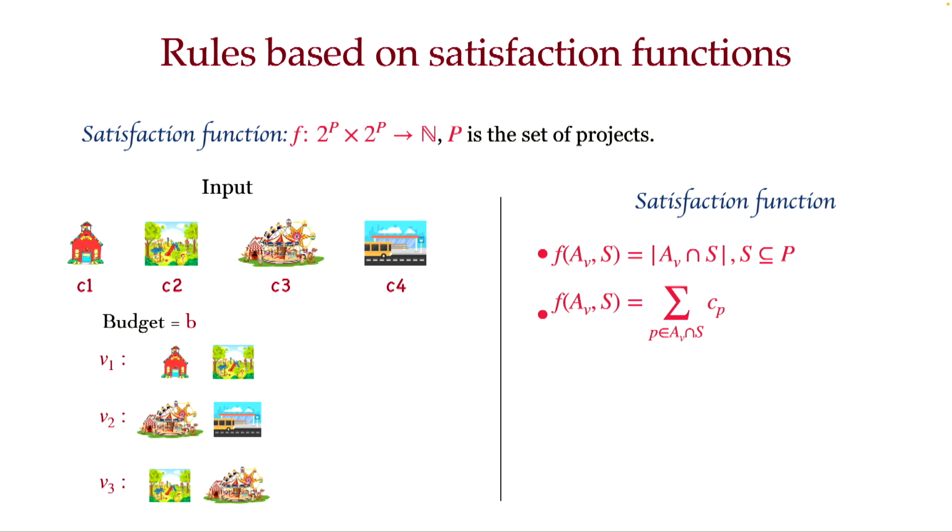So, another is that your utility is related to the cost of the projects. Utility and satisfaction I am using interchangeably, but yes, satisfaction is the cost of the projects of your choice that are funded. Okay. This is what you are saying, that if something of your choice is funded, then it is 1, otherwise 0. Okay.